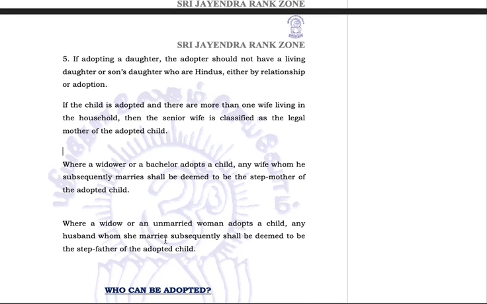Where a widow or unmarried woman adopts a child, any husband whom she remarries subsequently shall be deemed to be the stepfather of the child. They will not become the legal father or legal mother. But if you are taking in adoption when you are married, then the mother and father are going to be the legal parents. Otherwise, only step parents.